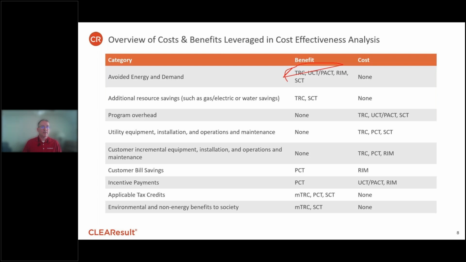My pointer is not writing correctly. Let me erase that.